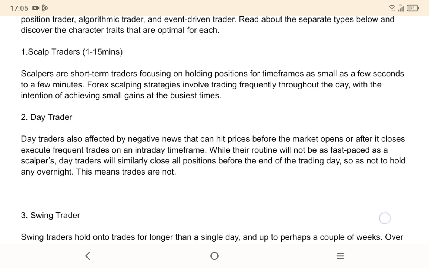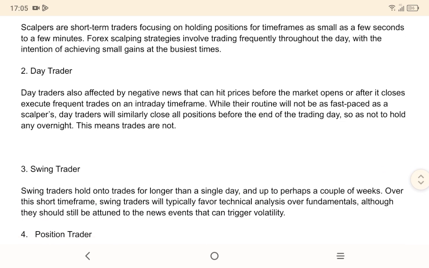We have what we call the day traders. Now, the day traders are the guys that trade from morning till evening. They place their trade at 8 a.m. or 9 a.m. in the morning and they are closing at 5 p.m. in the evening. They are what we call day traders.